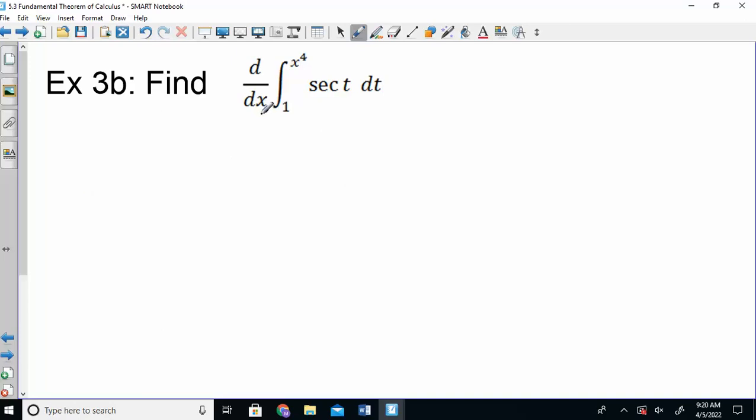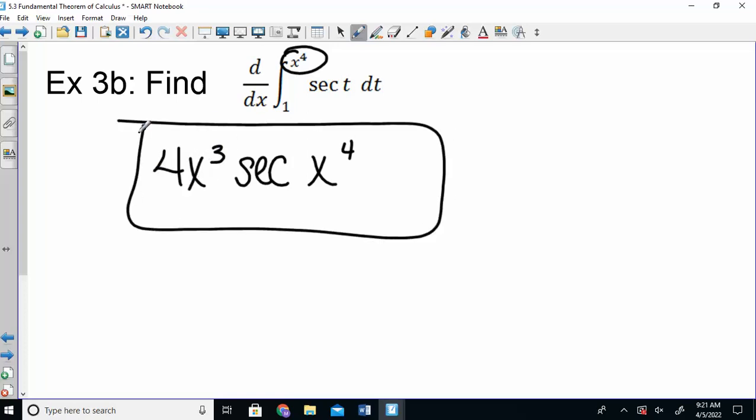If I asked you to find the d over dx, so the derivative of the integral, so the derivative of the antiderivative, since it goes from a constant up to a variable, the fundamental theorem of calculus says we have to plug in that variable, but because it's not just a plain x, what else do I need? We have to multiply by 4x cubed. So this would just be 4x cubed times the secant of x to the 4th. So we can save ourselves some time.